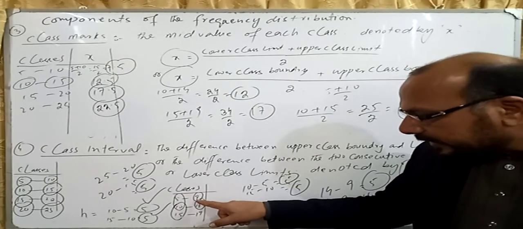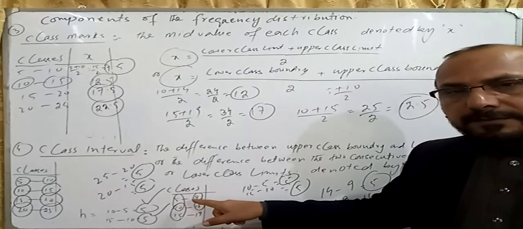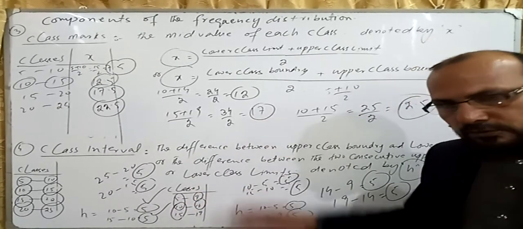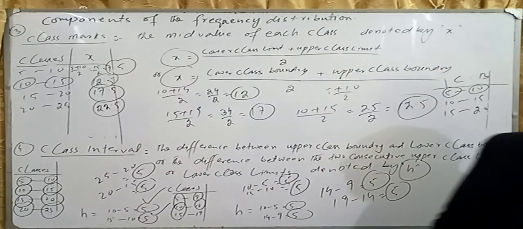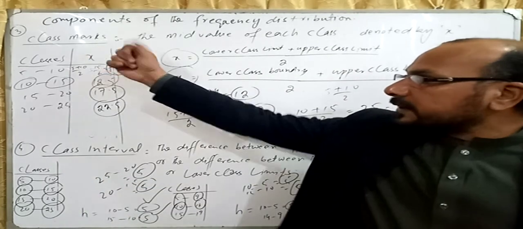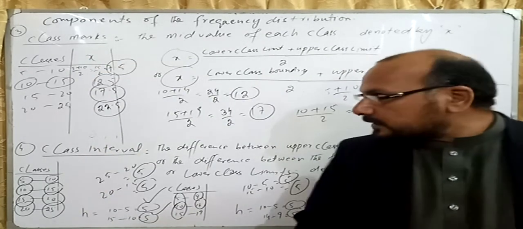If we do it horizontally, 9 minus 5 becomes 4, which is wrong. That's why you will do it vertically. So this is how you can find out the class limits, class marks and class interval.